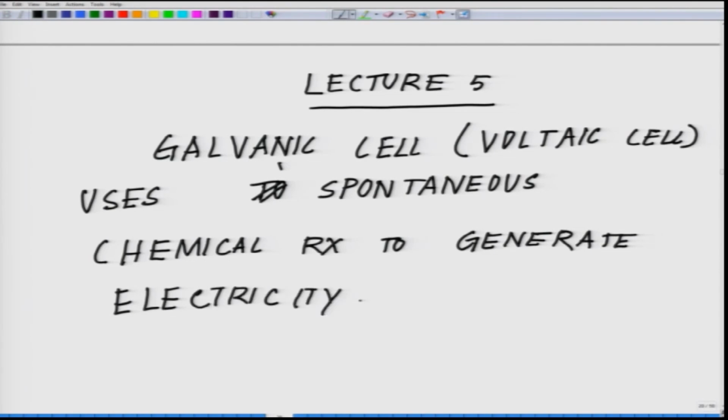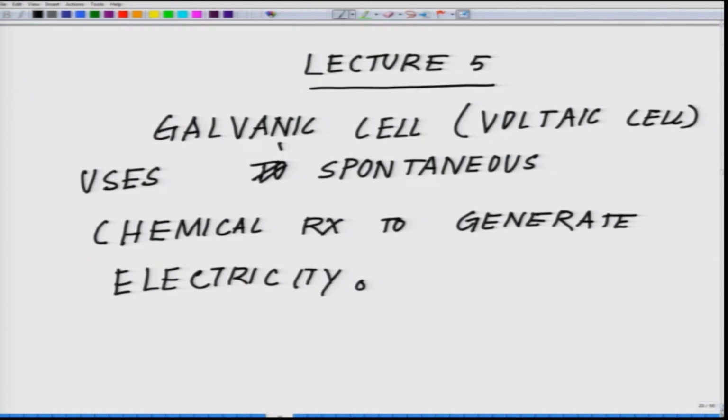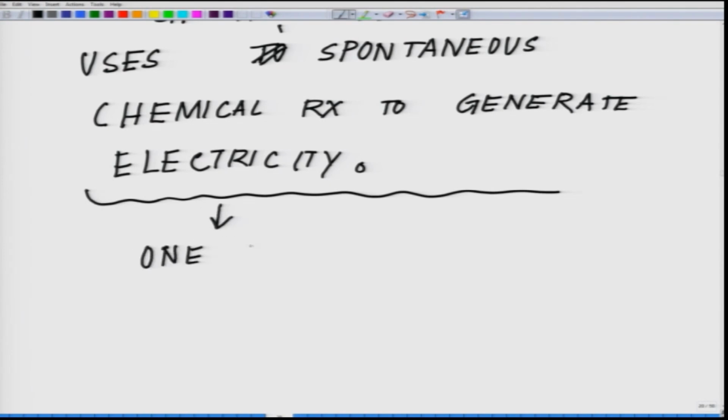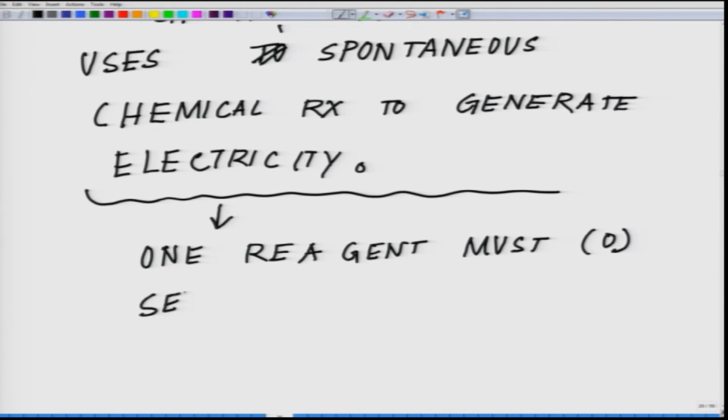Based on this definition, there are a few conditions to accomplish this. In order to accomplish this feat, one reagent must get oxidized, whereas the second reagent must get reduced. This is our basic fundamental.